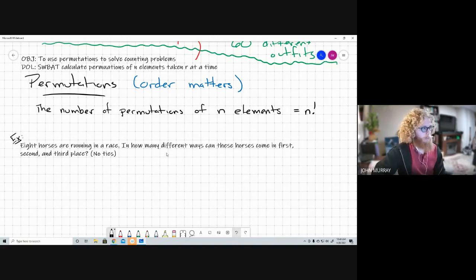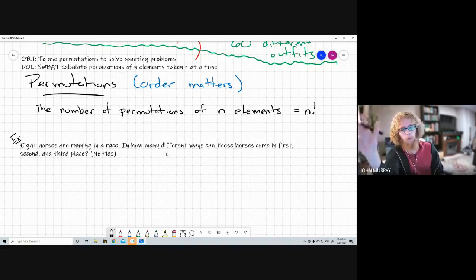We have 8 horses that are running in a race. In how many different ways can the horses come in first, second, and third place if there are no ties? Now, this is slightly different. I don't care about the entire order, right? I don't care about anything after third place. So this isn't just going to be 8 factorial because I'm not worried about all the horses. I just want to know how many different combinations of first, second, and third place there are.